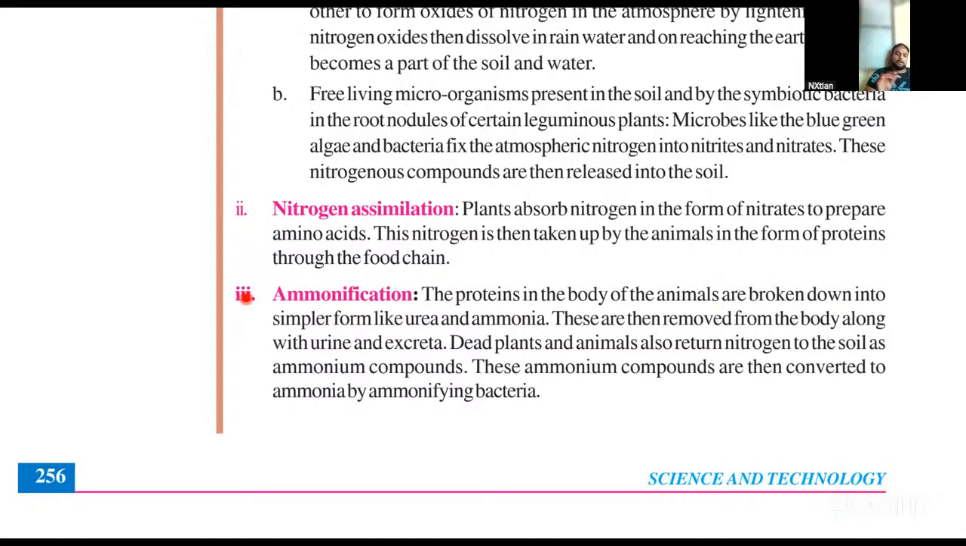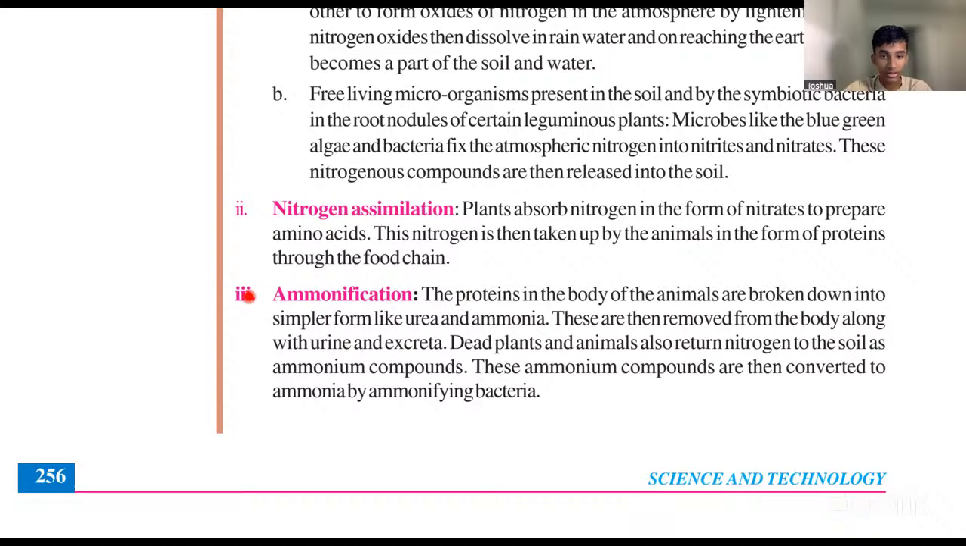Now ammonification. So yes, Joshua, please go ahead. The proteins in the body of the animals are broken down into simpler forms like urea and ammonia. These are then removed from the body along with urine and excreta. Dead plants and animals also return nitrogen to the soil as ammonium compounds. These ammonium compounds are then converted to ammonia by ammonifying bacteria. So basically, animals ate proteins.